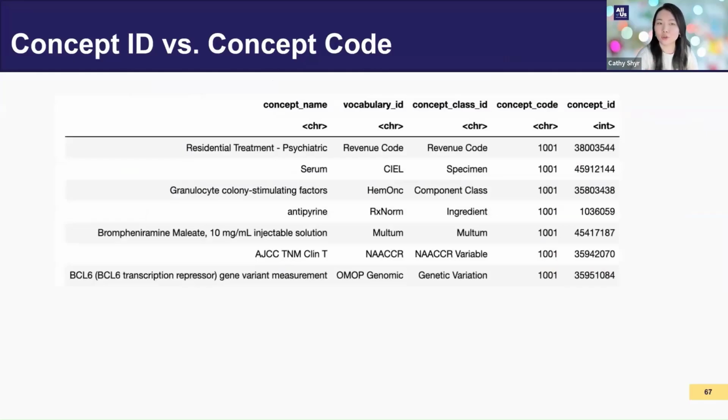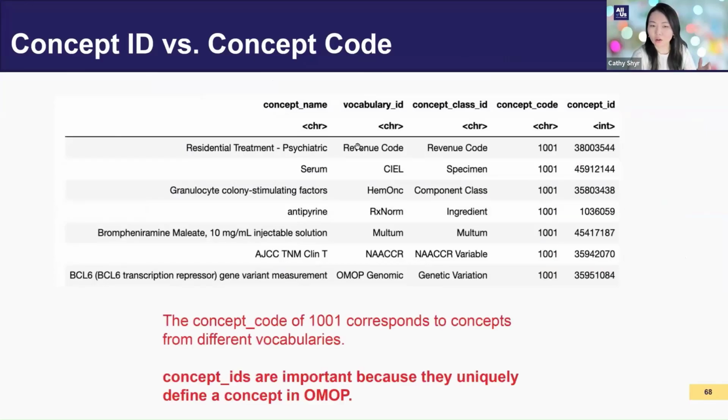Awesome. So I do want to quickly give everyone an overview of the difference between concept ID and concept code in OMOP and All of Us. Here I've got a list of different concepts. They can range from psychiatric treatment, serum, to drug ingredients like antipyrine. What you'll notice here is that all of these different concepts correspond to the same exact concept code.